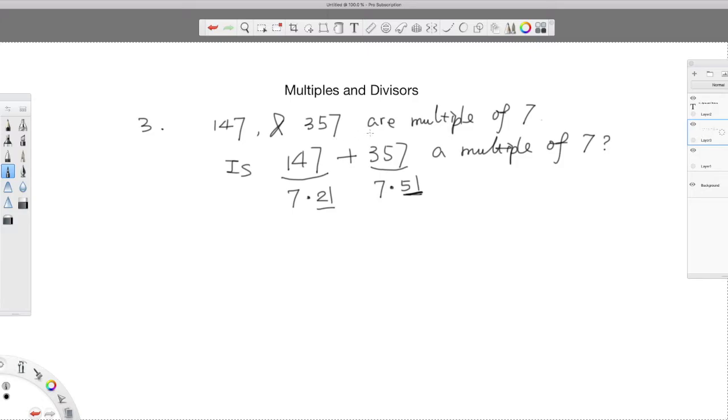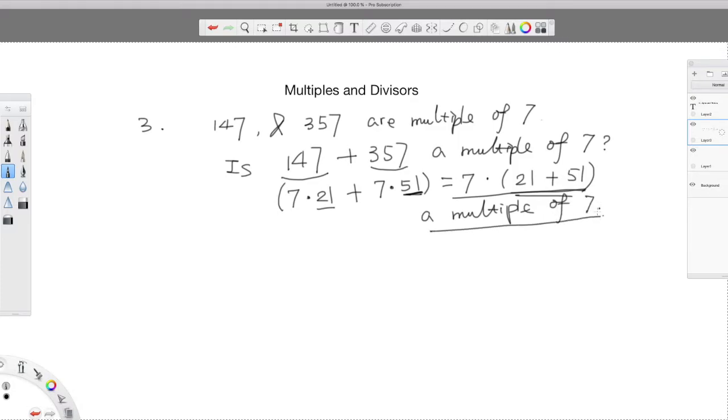By the definition, they are both multiples of 7. So now if you add them up, remember that we have the distributive law. This equals 7 times (21 plus 51). The actual answer, I don't really care. The only fact is, it is again 7 times something. So of course, by the definition, this number is a multiple of 7. Okay?